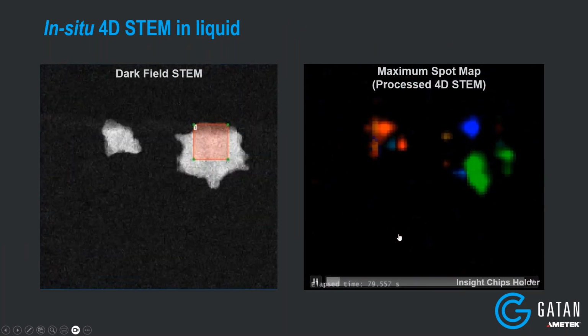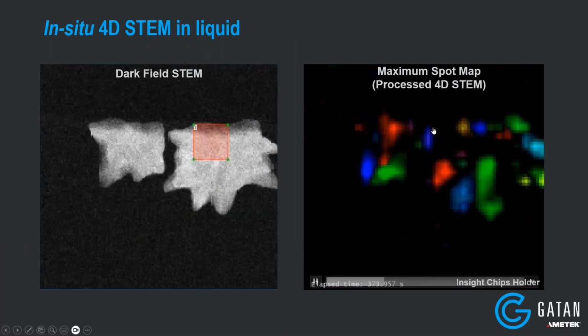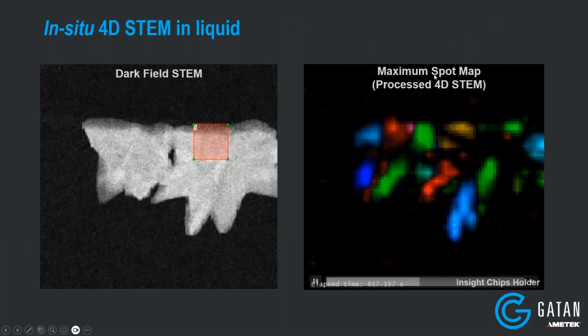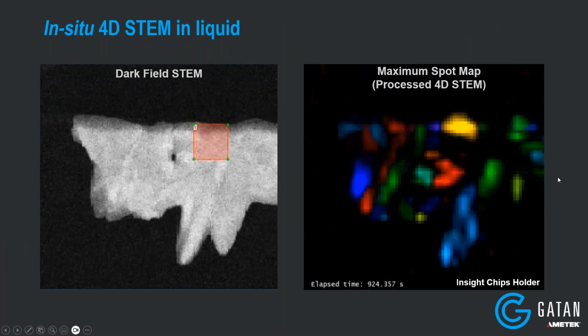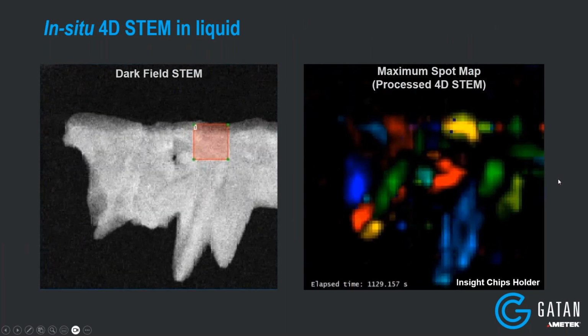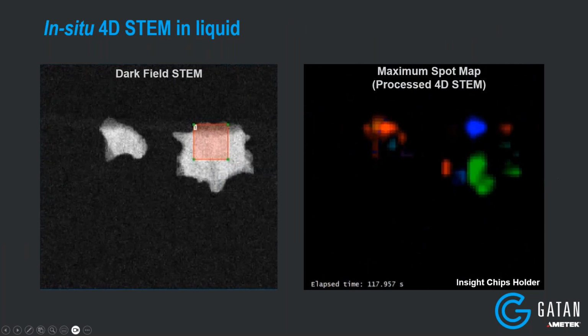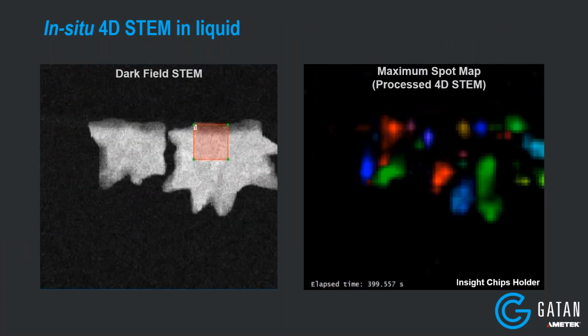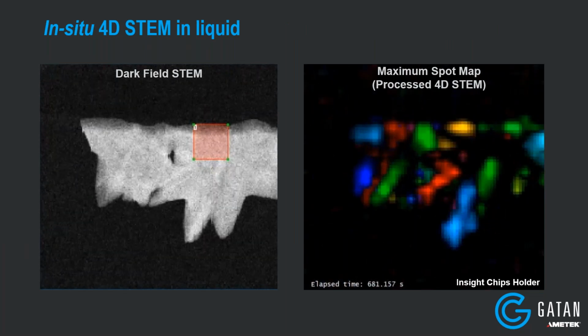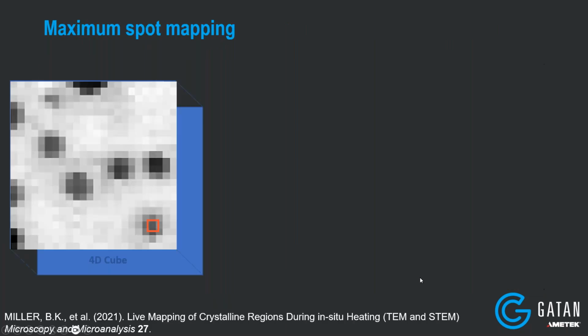And so this particular analysis here is what I call a maximum spot map. So it's not proper orientation mapping. But I'll show on the next slide here, what do I mean by a maximum spot map? What is this processing that I'm doing? Because we'll see a lot of this in this presentation today.